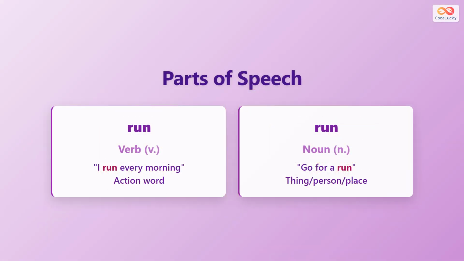Many words can be different parts of speech depending on how they're used. The word run is a verb when you say I run every morning, but run is a noun when you say go for a run. Dictionaries label each meaning with abbreviations like V for verb and N for noun. Understanding parts of speech helps you use words correctly in sentences. When you look up a word, check all the parts of speech listed. This shows you different ways to use the same word and helps you become a more flexible and accurate communicator.